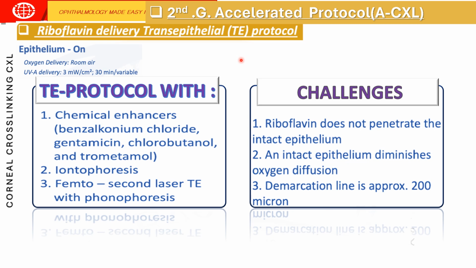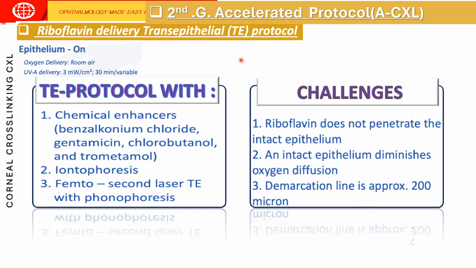So they start to modify and refine the procedure by trying to do what's known as the transepithelial crosslinking. They use the same protocol, the same energy, but with an intact epithelium. Now the challenge was that riboflavin is not reaching a good concentration inside the cornea because of the limited permeability of the corneal epithelium.